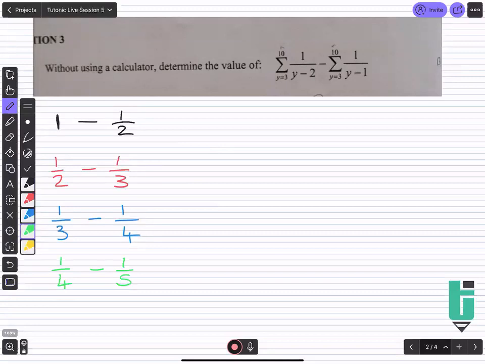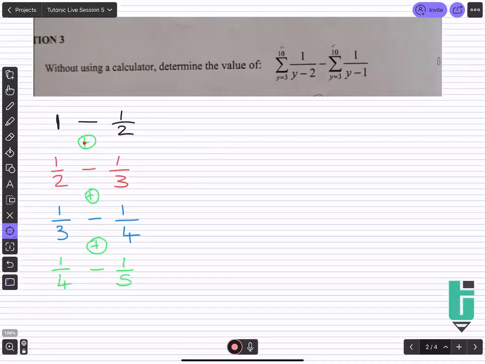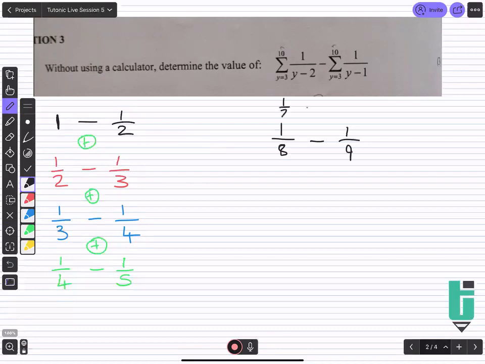And you're adding these, right? Now notice what happens. Can't this cancel? Can this cancel? Okay. So it's going to continue all the way until you get 1 over 8 minus 1 over 9, because it's going to be 1 over 7 minus 1 over 8. And that's going to cancel. And you're going to be left with 1 over 9.